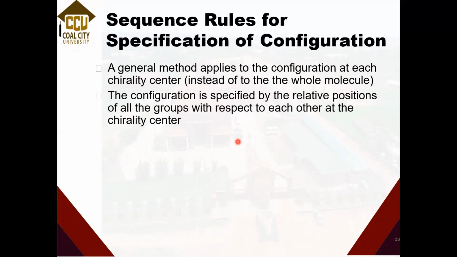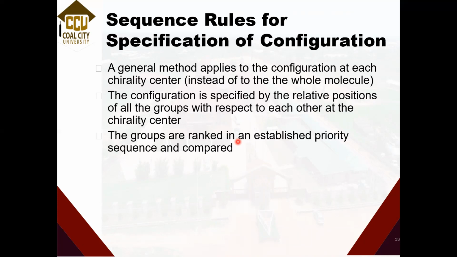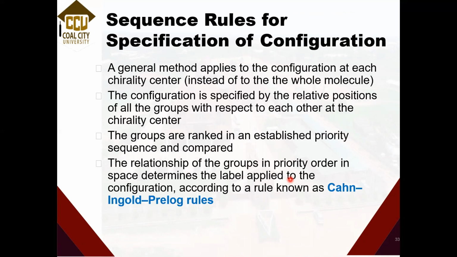So the configuration is specified by the relative positions of all the groups with respect to each other at the chirality center. The groups are ranked in an established priority sequence and compared. The relationship of the groups in priority order in space determines the label applied to the configuration, according to a rule called the Cahn-Ingold-Prelog rule. The Cahn-Ingold-Prelog rule helps us explain the sequencing and prioritize each group to name the molecule.